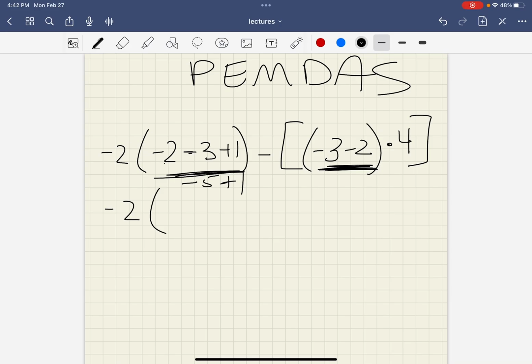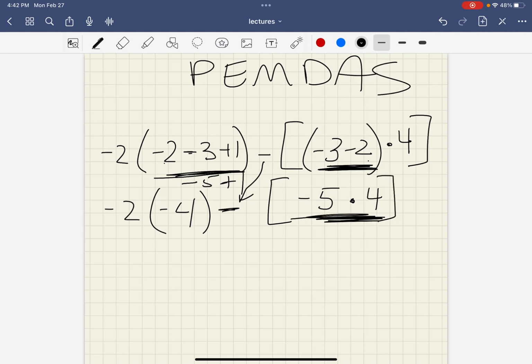And now we have minus 5 plus 1. So those are unlike signs. So we subtract, take the sign on the bigger number. So that would be a negative 4. Bring down the minus from here. Bracket. Minus 3 minus 2 is negative 5. And that's times 4. So now here we still have to finish this before we can move forward.